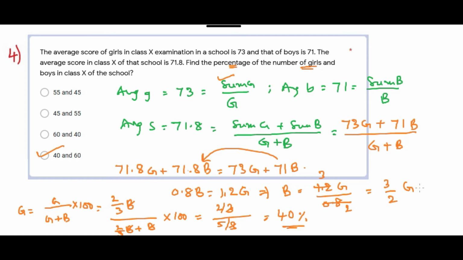And you can substitute here. It will be clear for the boys percentage also. So 3 by 2 into the girls percentage, 40, so it will be 60. So the boys percentage is 60. So 40 and 60. That's all. This is the answer. Let's move on to the next one.